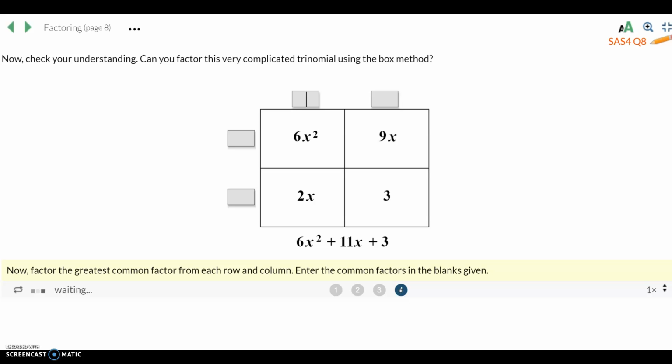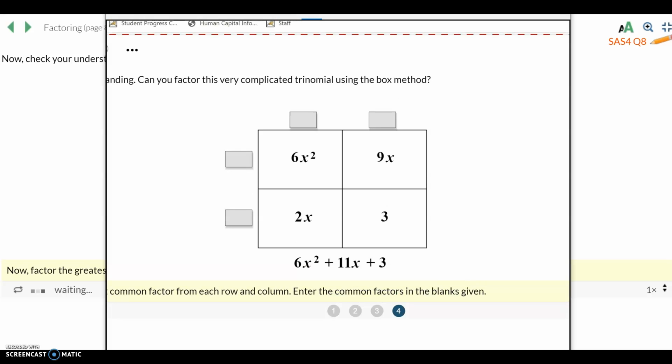Now we check our understanding. Can we factor this very complicated trinomial using the box method? Let me bring this up so I can write on this one. Now that we have them in the box, we can use this to factor our trinomial. So what can we factor out of these two? We have a 6x squared and we have a 9x.